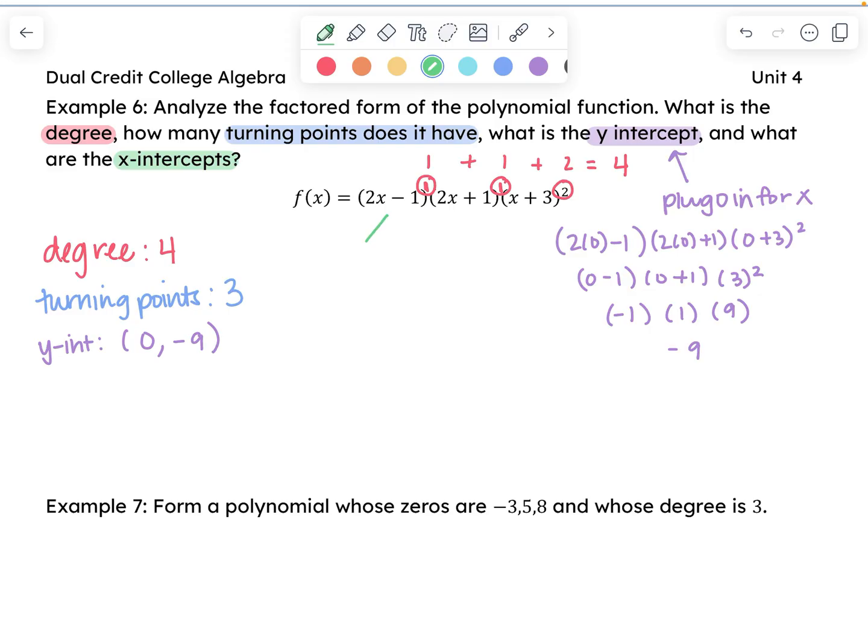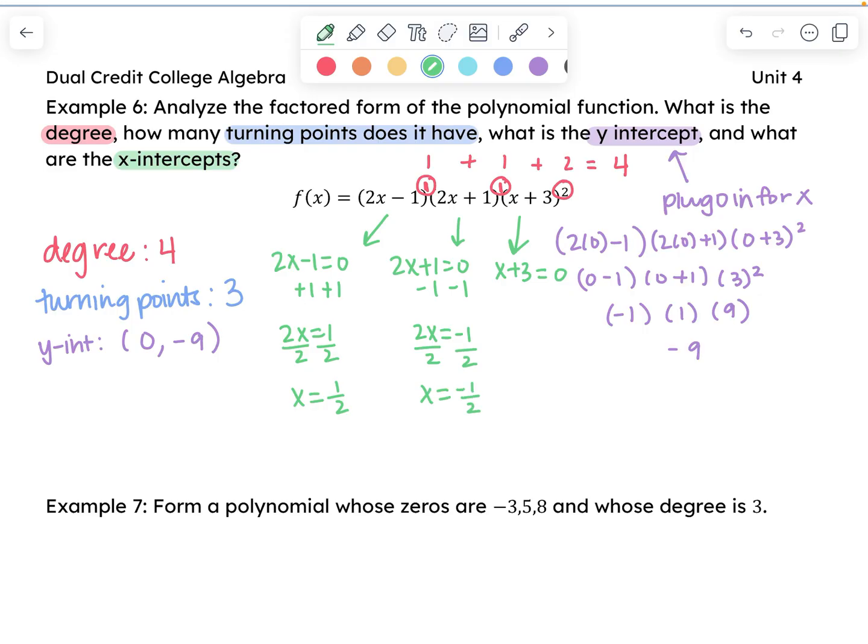And then remember, our x-intercepts is just each of the parentheses set equal to 0. So 2x minus 1 equals 0, 2x plus 1 equals 0, and x plus 3 equals 0. Over here, I can add 1 to get 2x equals 1, and divide by 2 to get x equals 1/2. Subtract 1 to get 2x equals -1, and divide by 2 to get x equals -1/2, and subtract 3 to get x equals -3. So when I write them all as points, it's going to be (1/2, 0), (-1/2, 0), and (-3, 0).